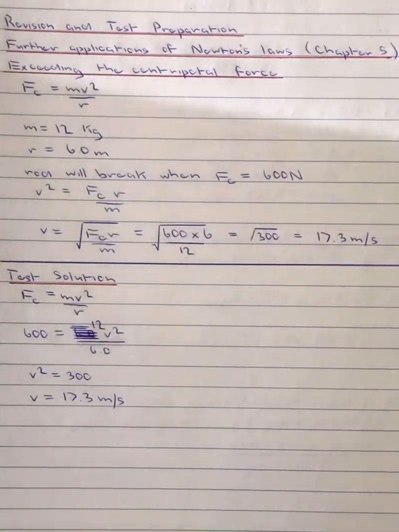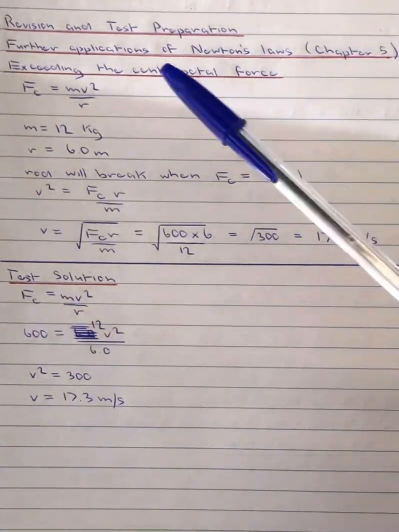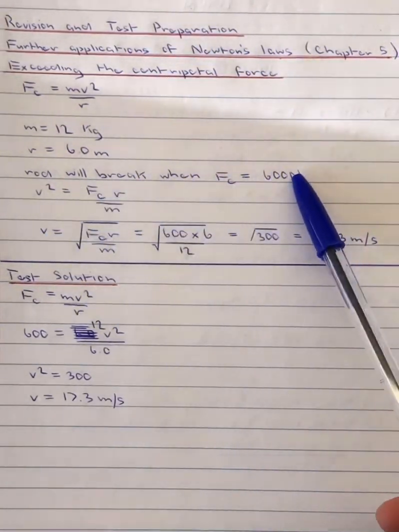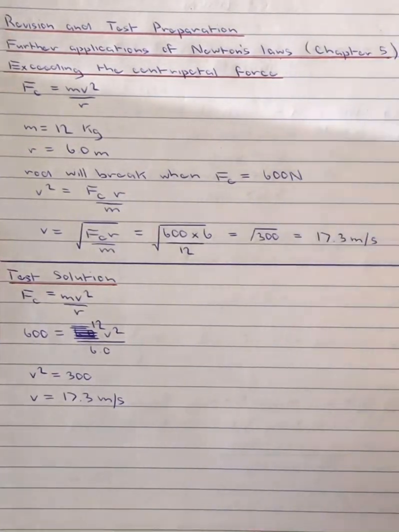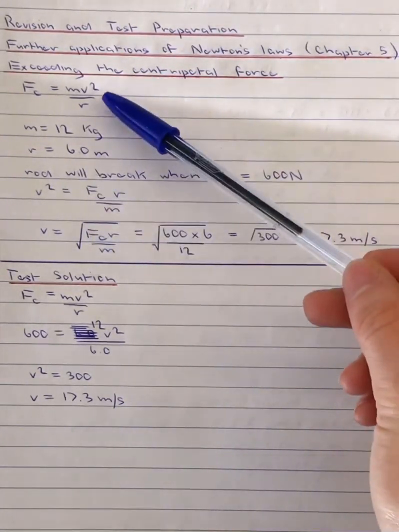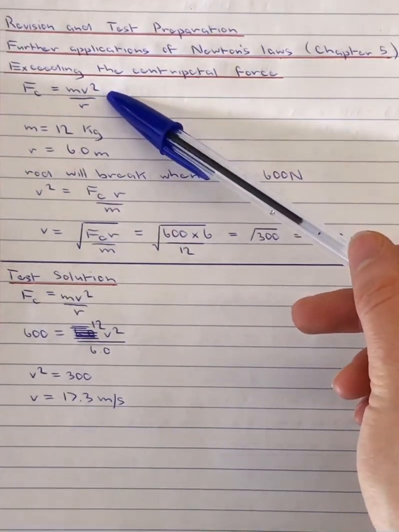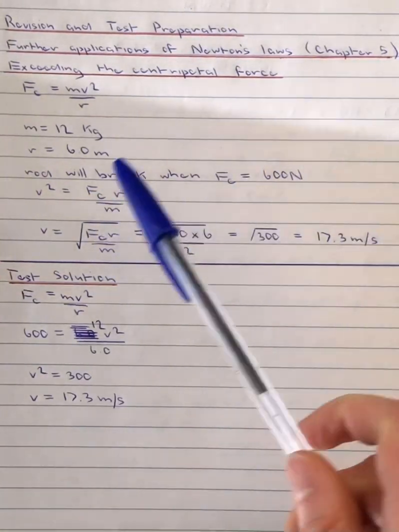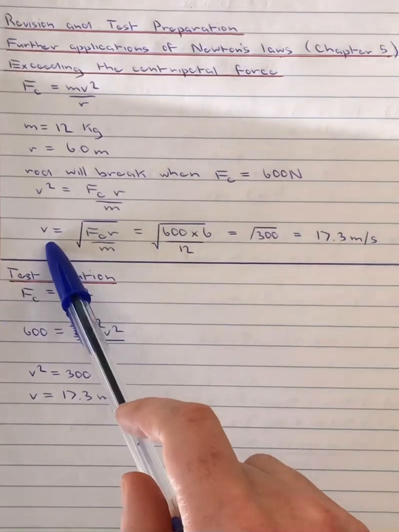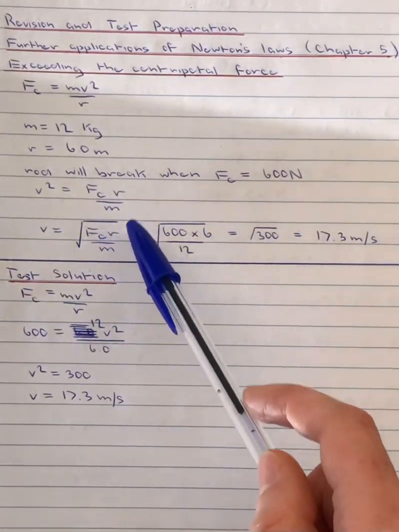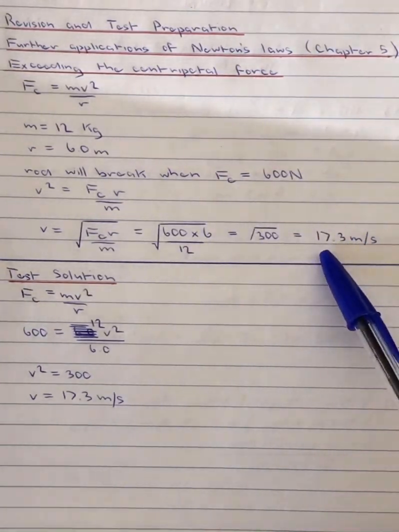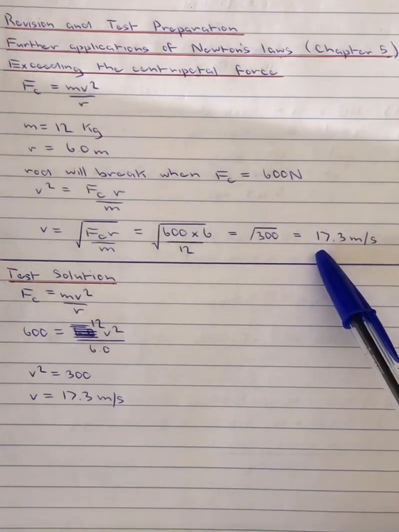So, in order to solve this problem in a lengthier way than would be required in a test, I've written down the equation that I need to solve the problem, the values that are given to me, and the force at which the rod is going to break. And what I've done is rearranged the equation for centripetal force, mv squared on r, to find v squared, which is the force times the radius divided by the mass, and then to find v taking the square root of that to get the square root of the force times the radius over the mass, substituted in the values I was given, and obtained a velocity of 17.3 meters per second.